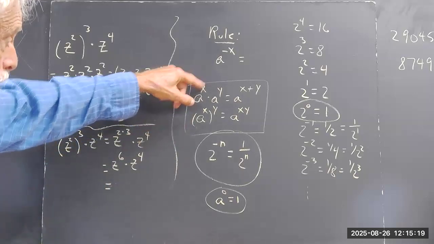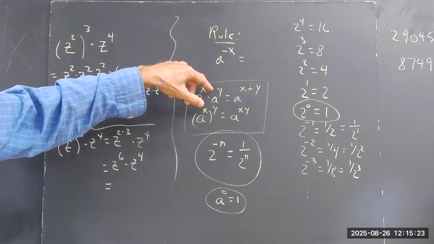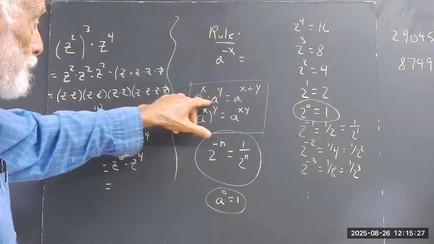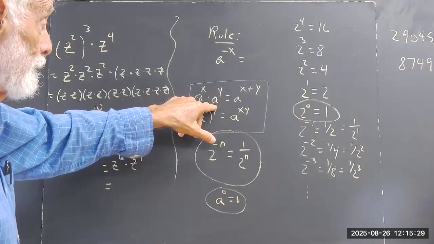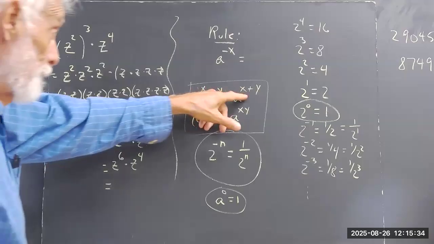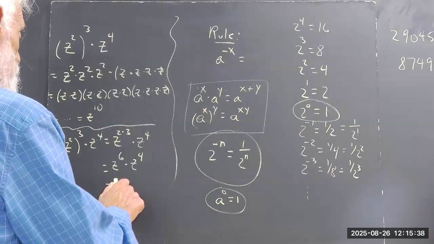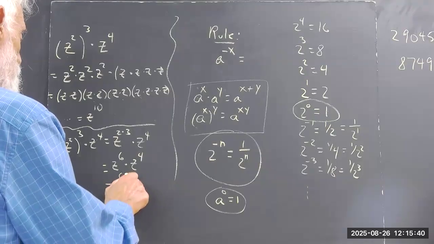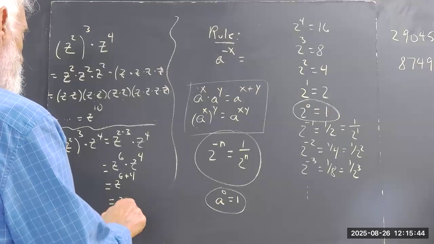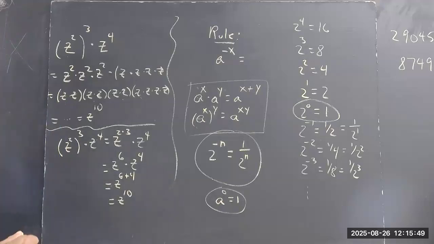We have z to a power times z to a power. Okay, it's not a anymore, but whatever the symbol is here, if it's the same symbol here with the exponents, we're going to add the exponents as the rule says. And we understand why. So that's z to the 6 plus 4, which is z to the 10th.